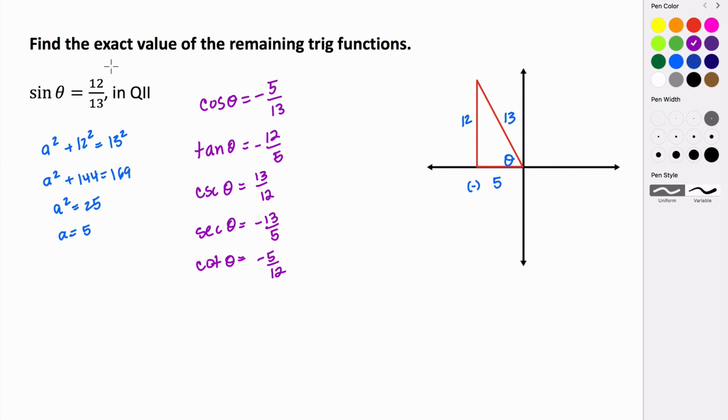So we just used the fact that we were given the measure of the sine and that it was in quadrant 2. Then we used the Pythagorean theorem to find the last side of our right triangle and used what we know about trig ratios to find those.